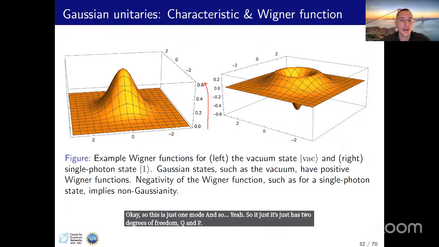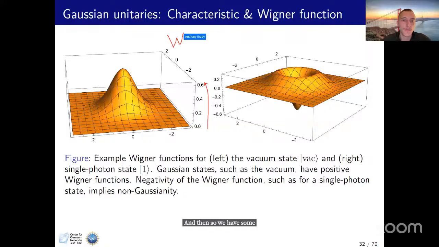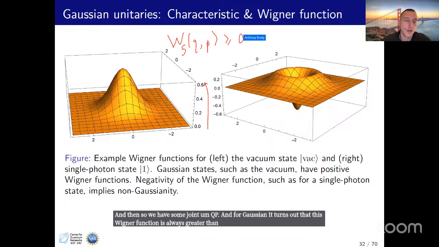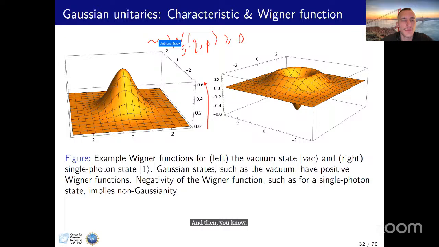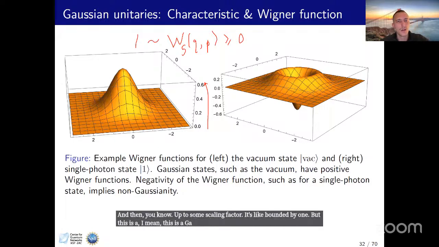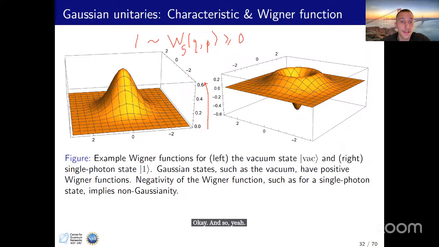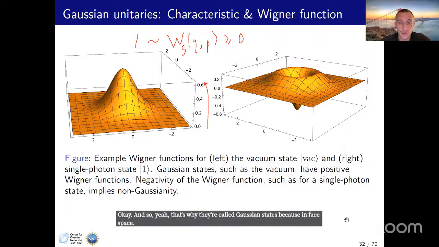And then we have some joint QP. And for Gaussian states, it turns out that this Wigner function is always greater than or equal to 0, and up to some scaling factor, it's bounded by 1. But this is a Gaussian probability distribution. For Gaussian states, the Wigner function is a Gaussian probability distribution. And that's why they're called Gaussian states, because in phase space, they're represented by Gaussian functions.